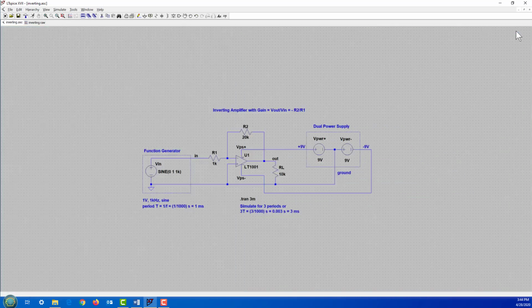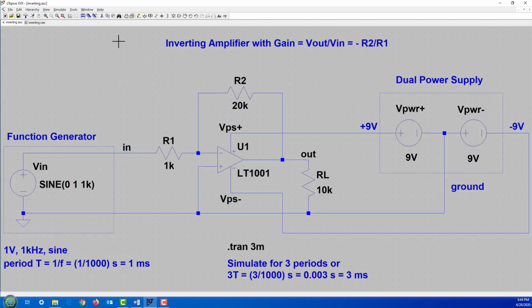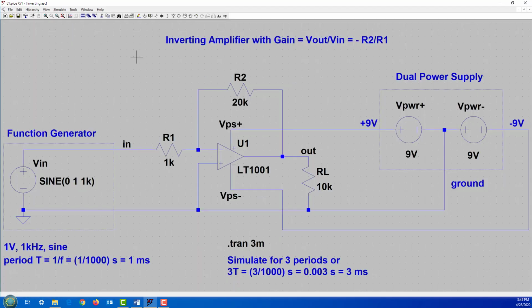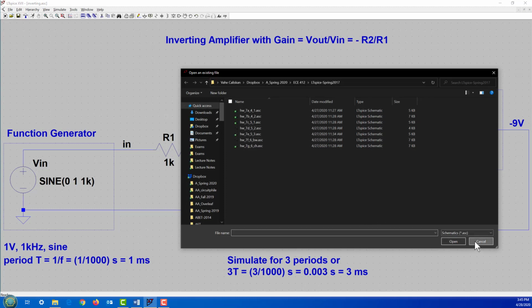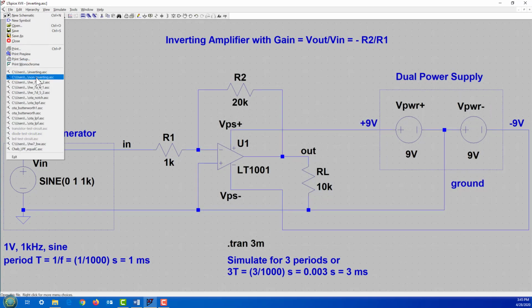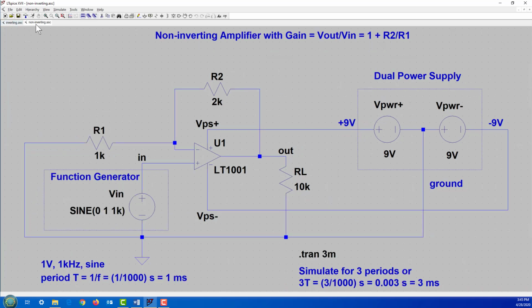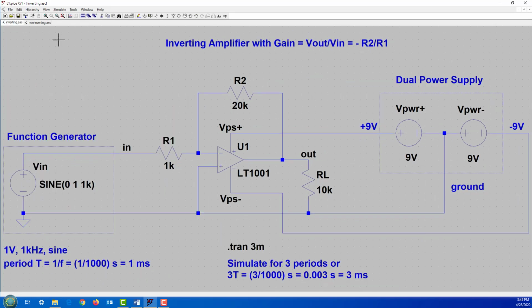I'm going to send you a number of things. First of all, I'm going to send you this file, and this is the non-inverting, this is the inverting. You'll get these two files on Blackboard. Plus, you'll get the two .plt files that correspond to these, so that you can just hit it, run the simulation, and get the waveforms right away.